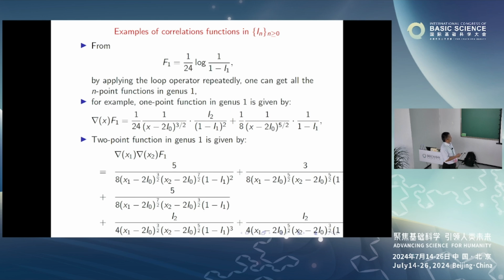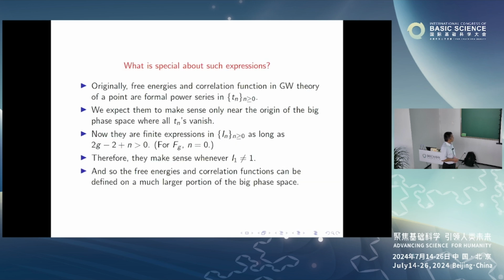For example, for the genus 1 free energy, we can just use that loop operator and apply it on this, and you can get very explicit finite expressions. You can get the 1-point function, 2-point function, and so on. In potential theory, it's important to compute correlation functions.